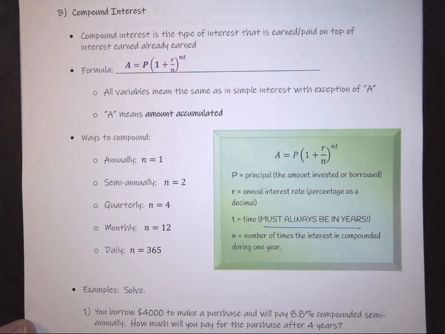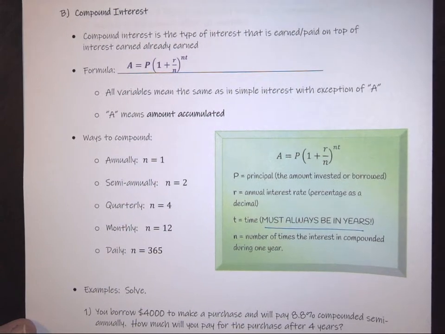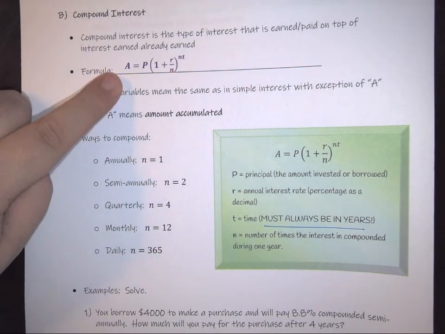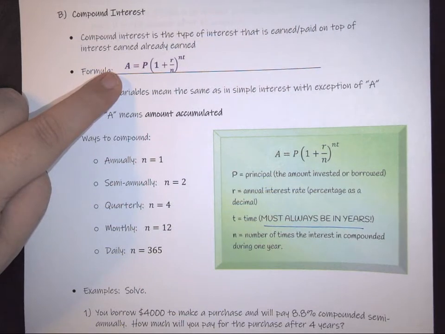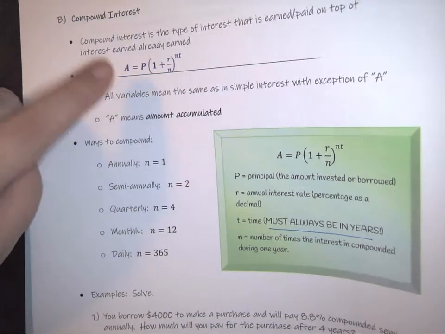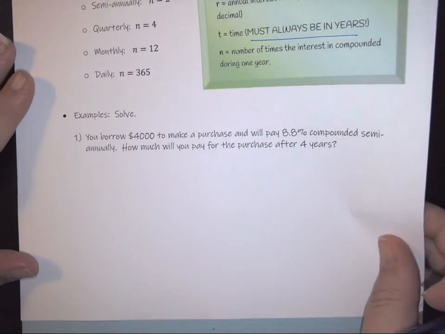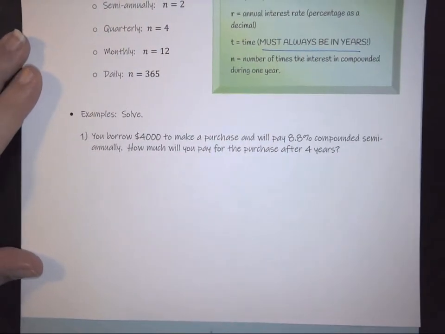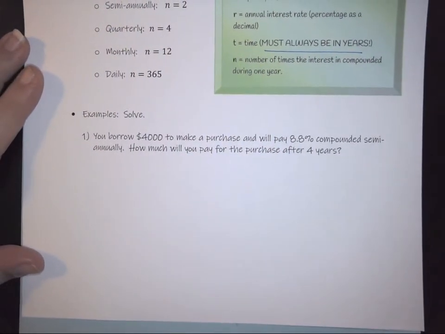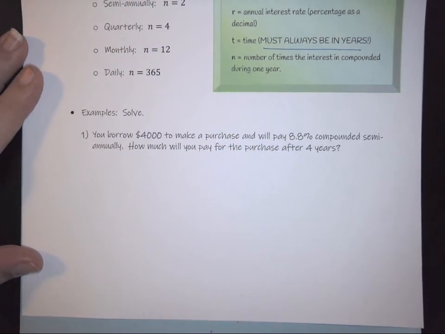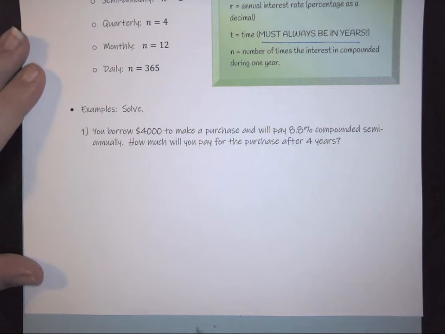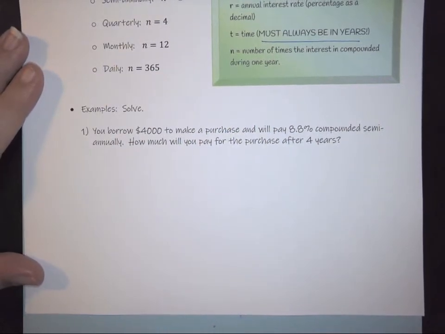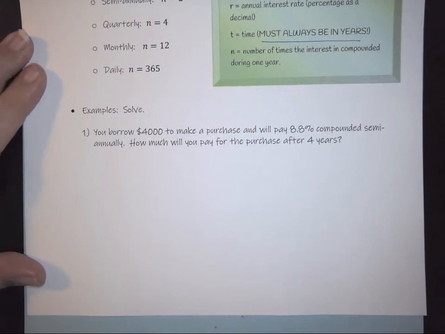Okay. So what I wanted to do was show you just a couple quick examples of how this new formula works so that you can see how to calculate your own compound interest problems. So here I have that you borrow $4,000 to make a purchase and will pay 8.8% compounded semi-annually. The question wants to know how much you will pay for the purchase after 4 years' time.